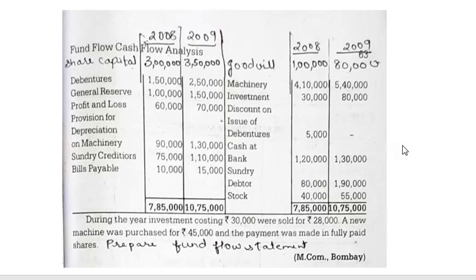This is another problem under fund flow statement. 2 years information given, 2008 and 2009. I have written two items here, that is share capital and goodwill, for the 2 years 2008 and 2009. Now in the problem itself I will explain to you in which statement this item will come.